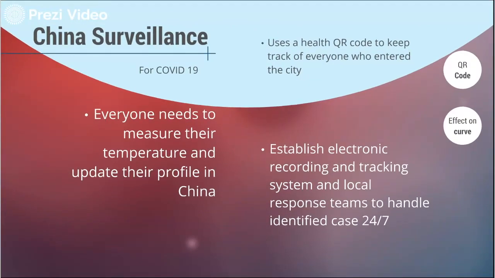For COVID-19, I will take the China surveillance example. In China, everyone needs to measure their temperature and update their profile. Everyone had a profile, so the government can keep track of who they think are infected. They use the health QR code to keep track of everyone who entered the city. They also established an electronic recording and tracking system and a local response system to handle identified cases 24/7. And this all represents some of the benefits of using exponential technology.